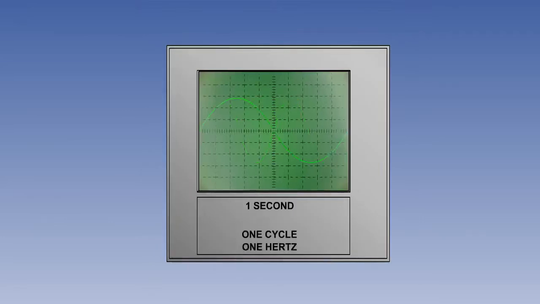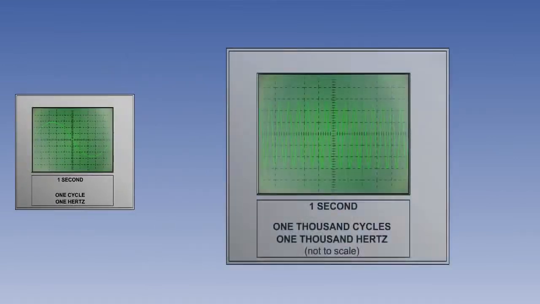So, if one cycle of a radio wave takes 1 second to be completed, the wave will have a period of 1 second and a frequency of 1 hertz. If there are 1,000 cycles per second, the wave will have a period of 1/1000th of a second and a frequency of 1,000 hertz.